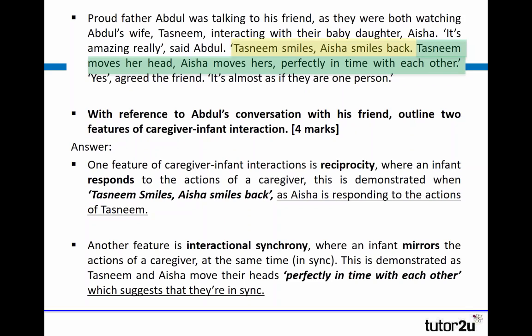You'd say another feature of interaction is interactional synchrony. This is where the infant mirrors the actions of a caregiver at the same time. This is demonstrated because in the extract it mentions that they both move their heads perfectly in time with one another, which is suggesting that they're in sync with each other.